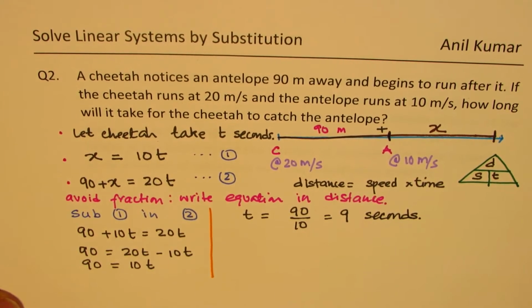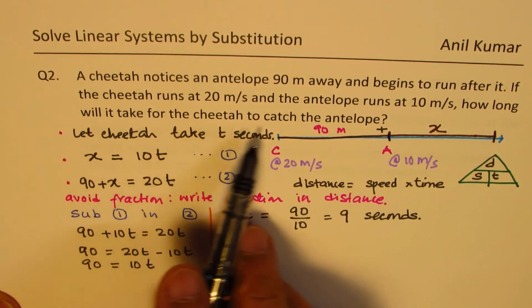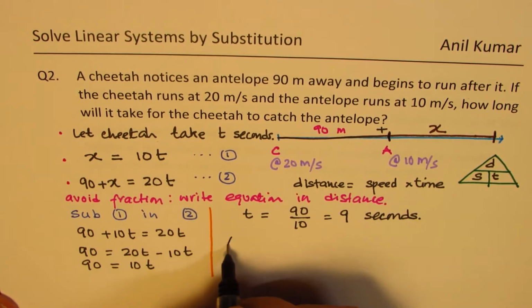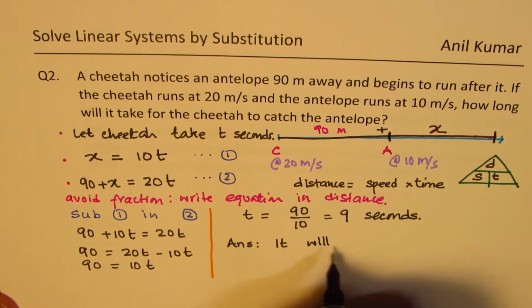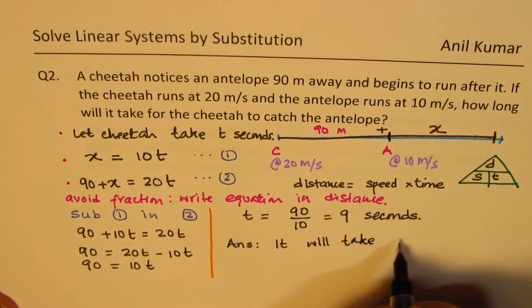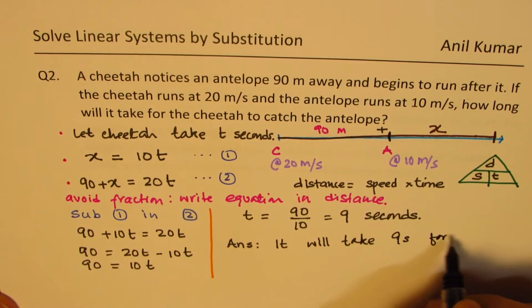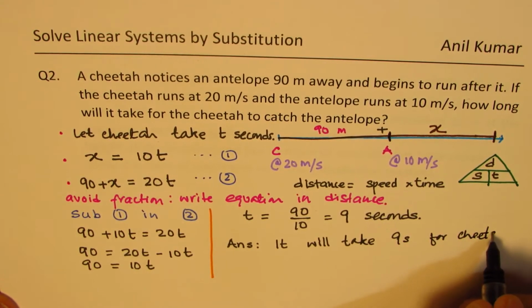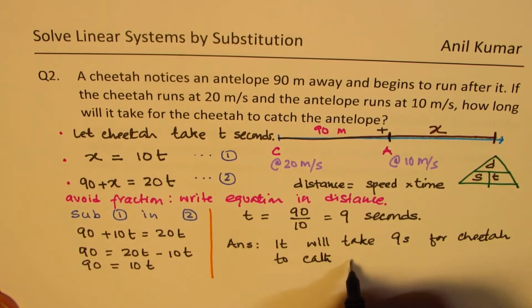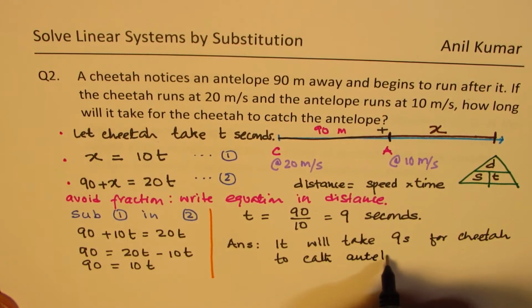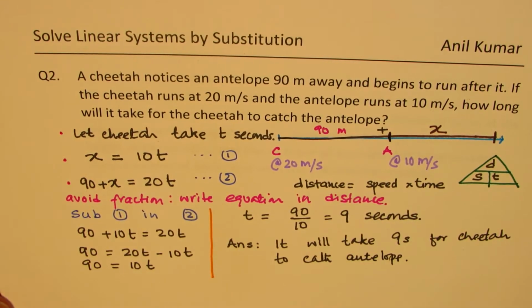Is that clear? So it says, how long will it take for a cheetah to catch the antelope? So we can write down the answer now. It will take 9 seconds for cheetah to catch antelope. Is that clear to you? So that is how we are going to answer.